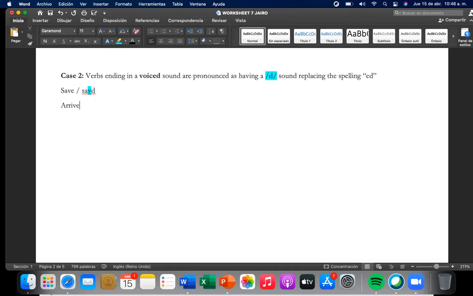So we have another example here. How do you pronounce this verb? ¿Cómo se dice este verbo así tal cual como está ahí? Arrive. Okay. Arrive. Question. What is the last sound of the verb arrive?